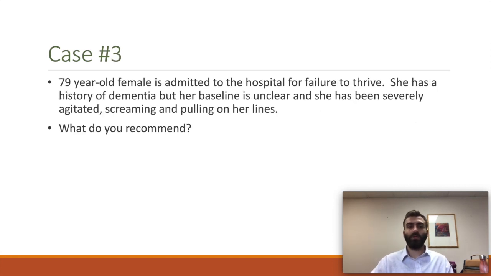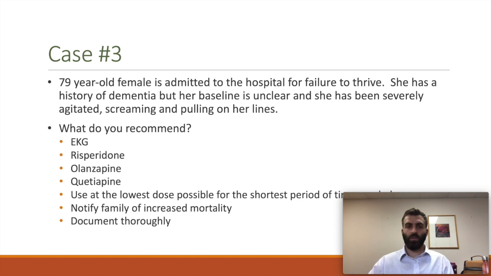Case 3, 79-year-old female is admitted to the hospital for failure to thrive. She has a history of dementia, but her baseline is unclear and has been severely agitated, screaming, and pulling on her lines. What do you recommend? So what you would recommend here could be an EKG. You want to rule out any other medical concerns, so really do a good history, some blood work maybe.